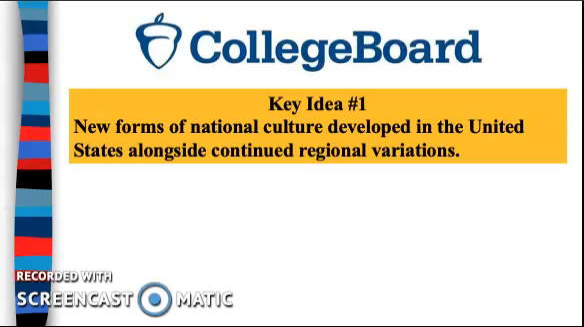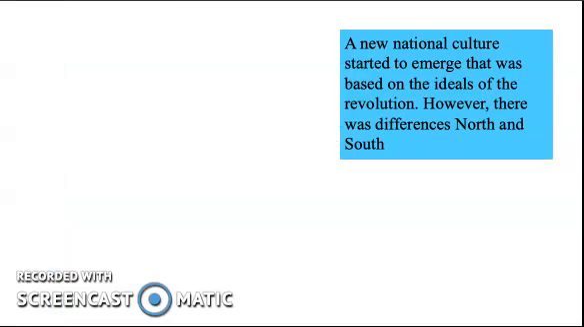Our first one states new forms of national culture developed in the United States alongside continued regional variations. To understand that, we want to look at how a new national culture is going to start to emerge that was based on the ideals of the revolution. However, we do see differences between North and South.